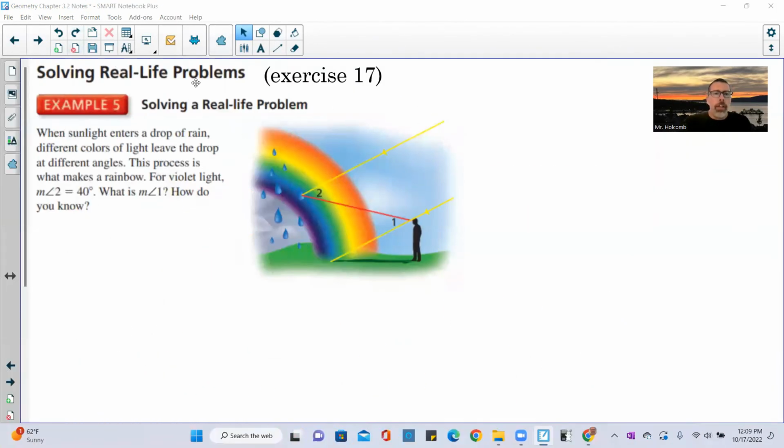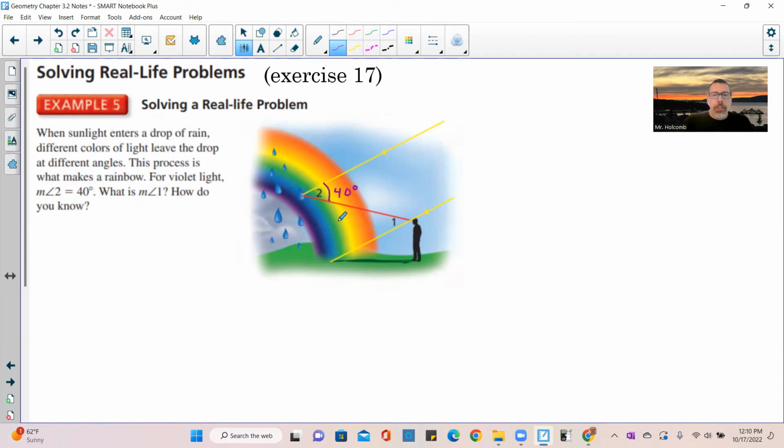All right, solving real life problems. So after this example, you should be able to do exercise 17 from your homework. And example 5 says, when sunlight enters a drop of rain, different colors of light leave the drop at different angles. This process is what makes a rainbow. For violet light, the measure of angle 2 is 40 degrees. So I'm going to label this 40 degrees.